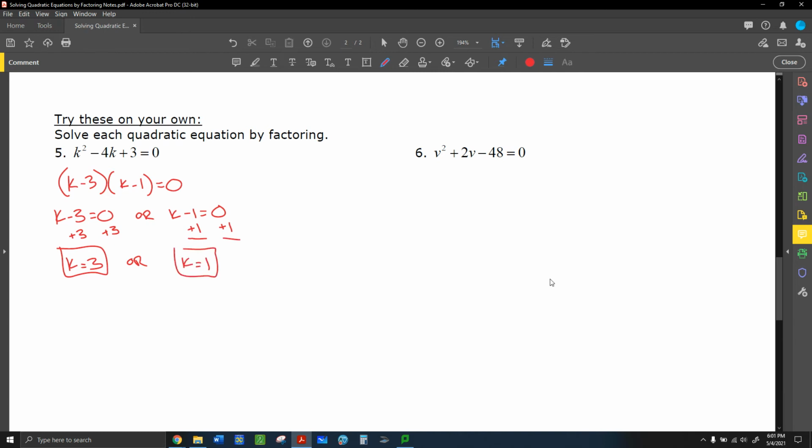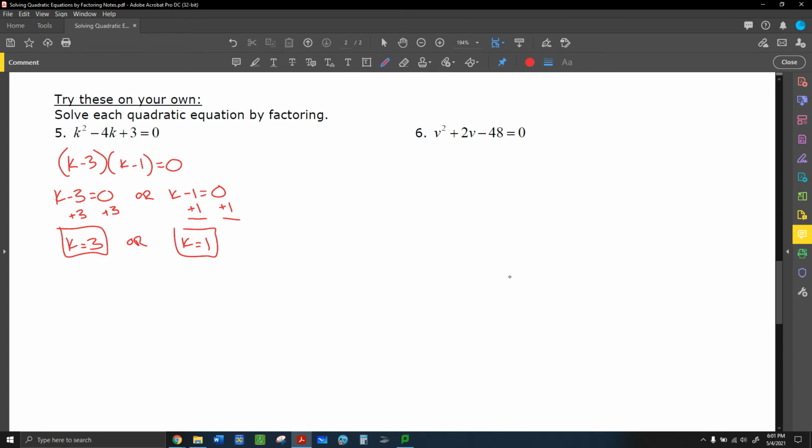Let's go ahead and check our work. So we'll plug in 3 into each of these, anywhere we see k. So we'll plug in 3, we get 3 squared minus 4 times 3 plus 3. And we want to know if that's equal to 0. 3 squared is 9 minus 12 plus 3 equals 0. 9 minus 12 plus 3 is indeed equal to 0, so that solution checks out.